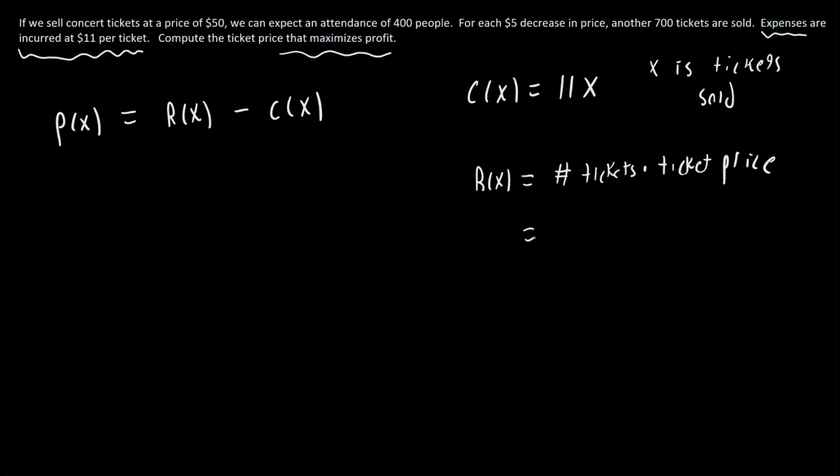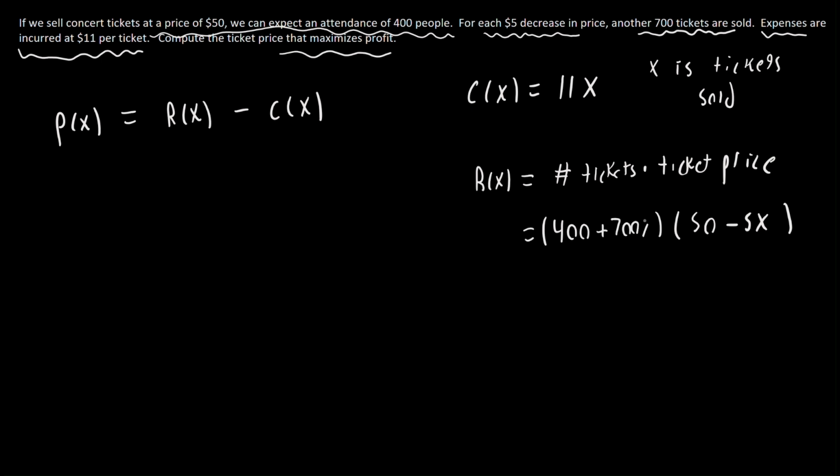So looking at the first line of the question, it says that 400 tickets are sold at a price of $50. So we could write that, leave space, and 50. And it says each decrease of $5, another 700 tickets are sold. So if we decrease it by $5, then another 700 will be sold. X is ticket increases or decreases.